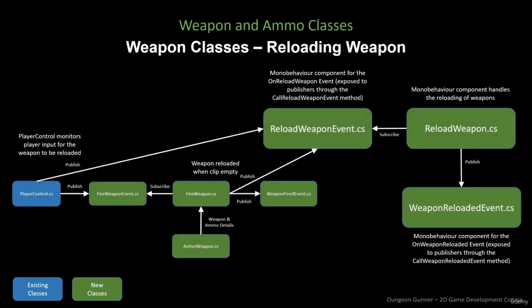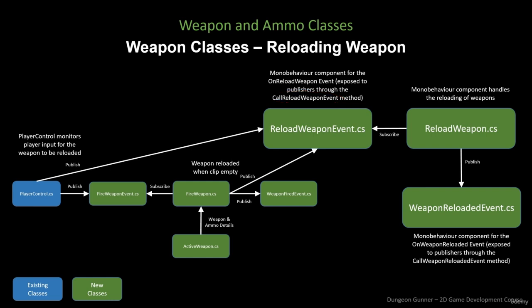So as well as firing weapons, we want to have the functionality for the player to be able to reload weapons. And to support that, we're going to create a new on reload weapon event. And we'll do that using the reload weapon event class, which is a mono behavior component for that event. And again, we'll expose a method called call reload weapon event that publishers can access.